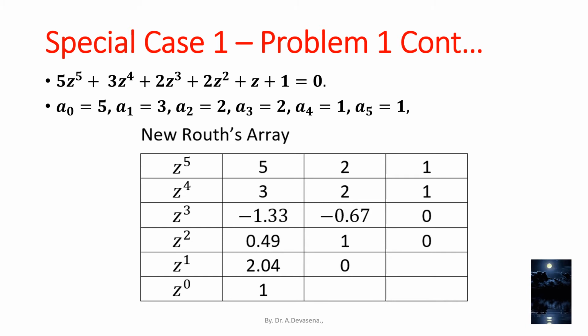With the help of the z cube row and z square row, we have calculated the value of the z power 1 row, that is d1. d1 value is equal to 0.49 into minus 0.67, close the bracket, minus open bracket, minus 1.33 into 1 divided by 0.49. If you simplify, we get 2.04 and d2 value is equal to 0. Similarly, we have calculated the value of the z0 row, that is 2.04 into 1 divided by 2.04. Its value is 1.